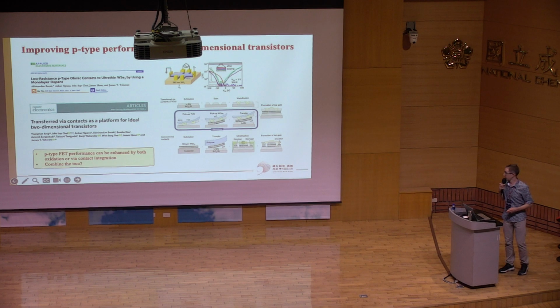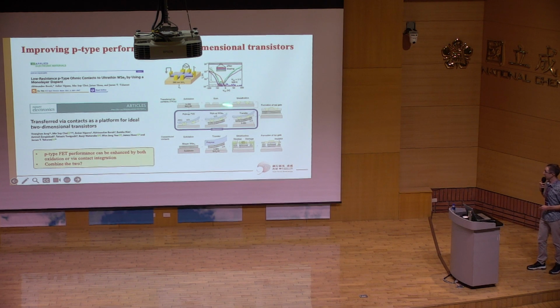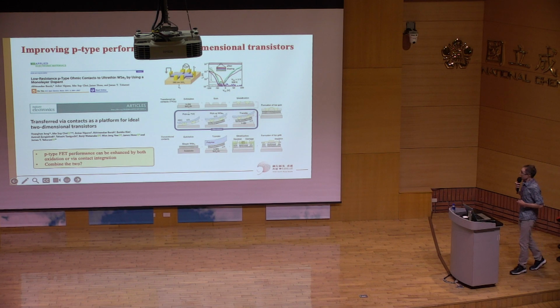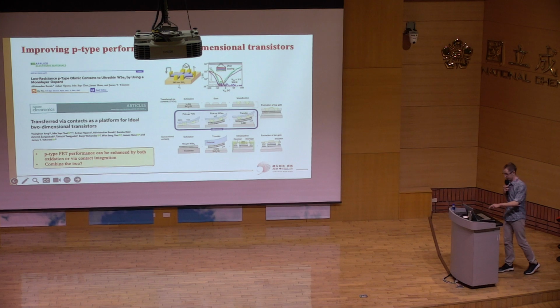And basically what you do is you take your 2D insulator, hBN, you etch some holes in it, you deposit the metal in the holes, and then you pick up that layer which has your contacts embedded in the hBN, transfer it onto your 2D material, and then make a sandwich structure. So given that both of these methods are very good at improving P-type characteristics in these devices, we'd like to get the best of both worlds and combine the two.